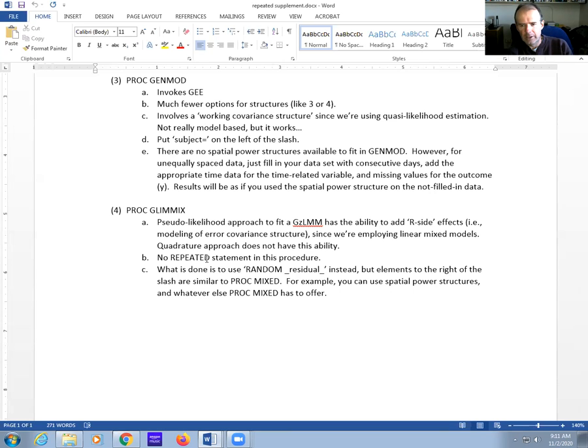So we really have three ways of modeling non-normal outcomes where you have correlated data or longitudinal data, right? We have GEE, we have generalized linear mixed models with quadrature, and we have generalized linear mixed models with the pseudo likelihood approach. Those are three basic ways. And in PROC GLIMMIX, if we're going to use that pseudo likelihood approach, there's actually not a repeated statement. The way that you do it is you add a random residual, but that's essentially like adding a repeated statement. And you can use whatever types of structures you have for mixed, you can also use here.